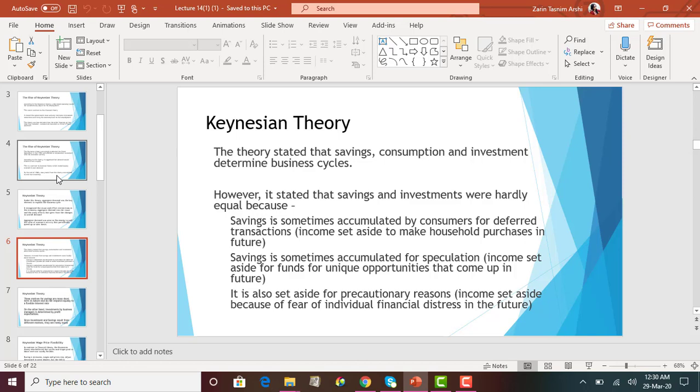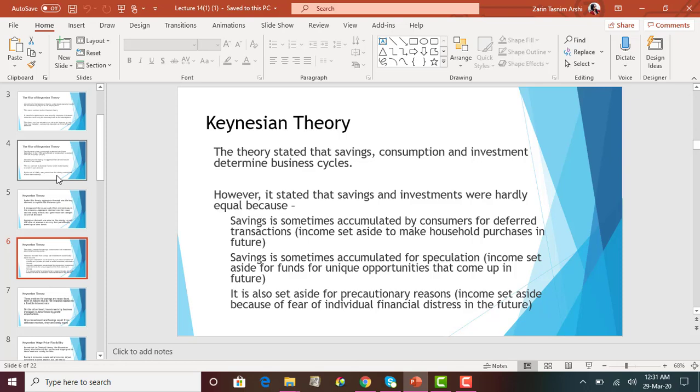And the third reason why savings is not equal to investment is because most of the times we keep savings for precautionary reasons. You can relate to it today. Right now we are going through a recession, all restaurants, hotels, airports are shut down, and most businesses have stopped, and some people are losing their jobs. So savings right now is helping them because they kept savings for precautionary reasons. So savings is sometimes set aside for precautionary reasons, just in case there is any financial distress.